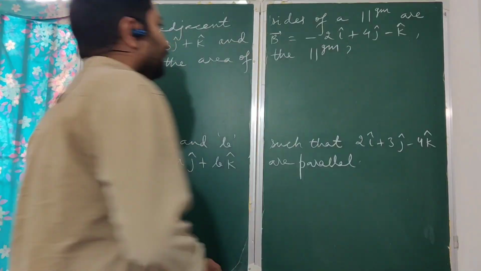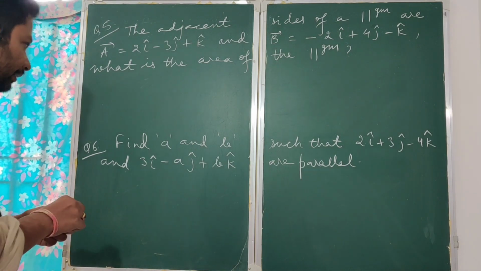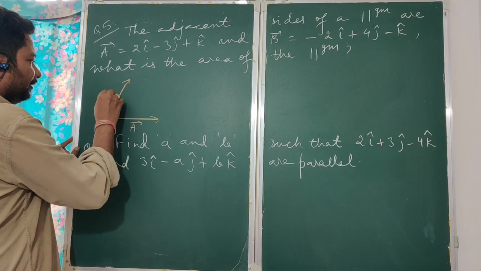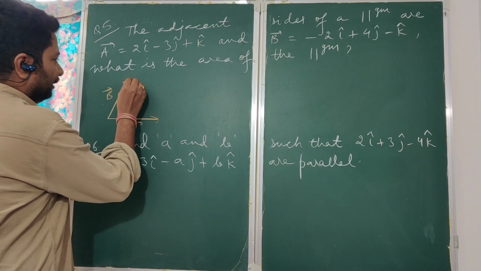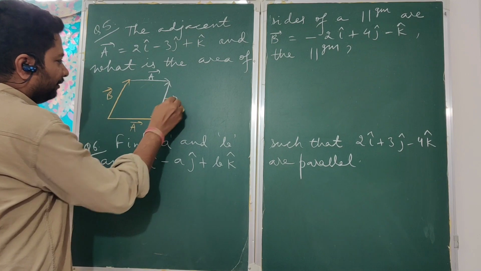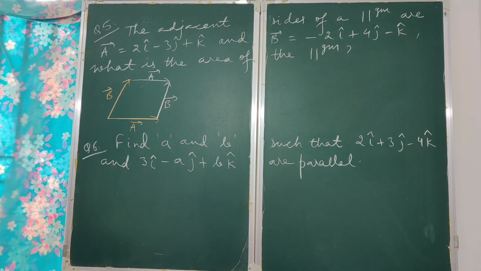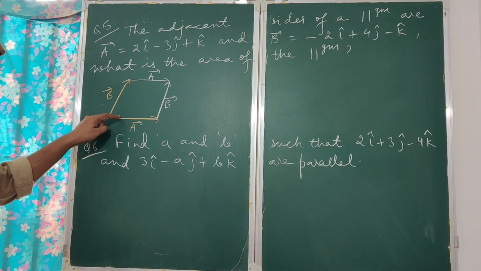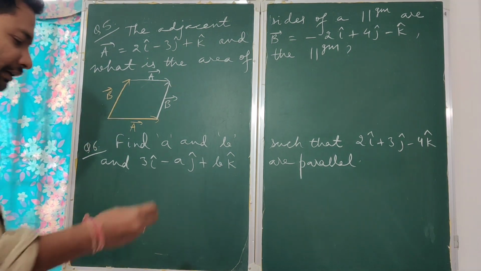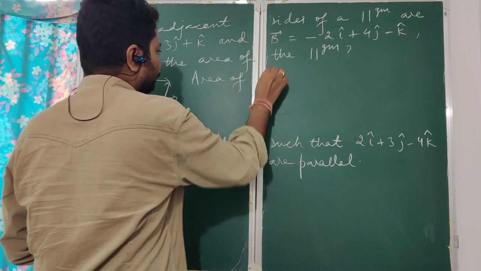So the answer for this question is 30 degrees. Let's see the next question. The adjacent sides of a parallelogram have been given. Let us say this is our A vector, this is B vector, and obviously this will again be A vector and this will be B vector. They have asked us to find the area of this parallelogram. So you know that when you take the cross product of the vectors representing these adjacent sides of a parallelogram, you will get the area of the parallelogram. So what is the magnitude of the area of the parallelogram?